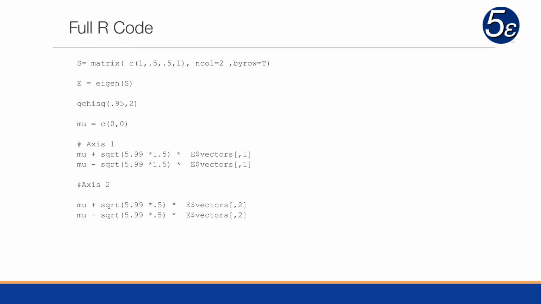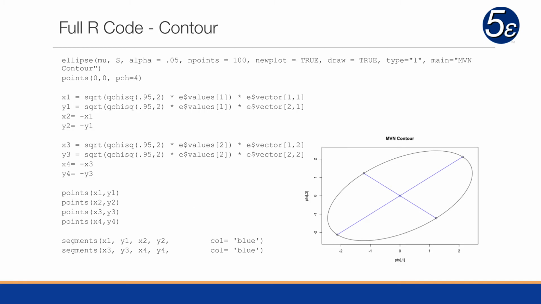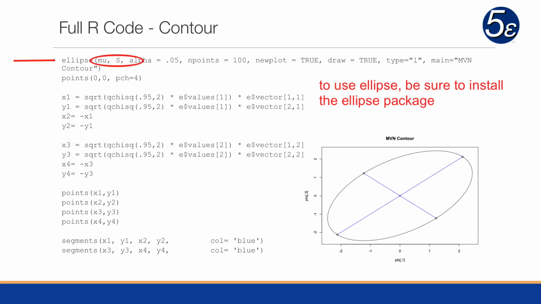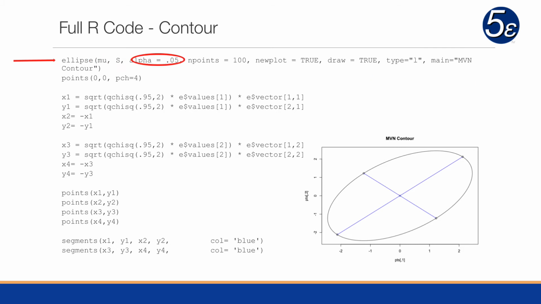Now to draw our chart, we have a number of different pieces here. We're going to draw an ellipse, using the ellipse package, with mu as our mean vector and sigma as our covariance matrix. Alpha is 0.05. The number of points is 100, so we need to provide some information. New plot is true, so we're creating a brand new plot. It's going to draw the actual line where we have a type of L, that's what gives it the line type, and we'll give it a title called MVN contour.